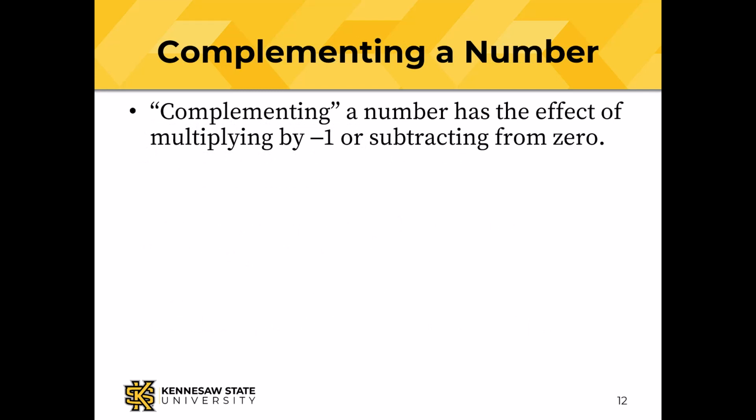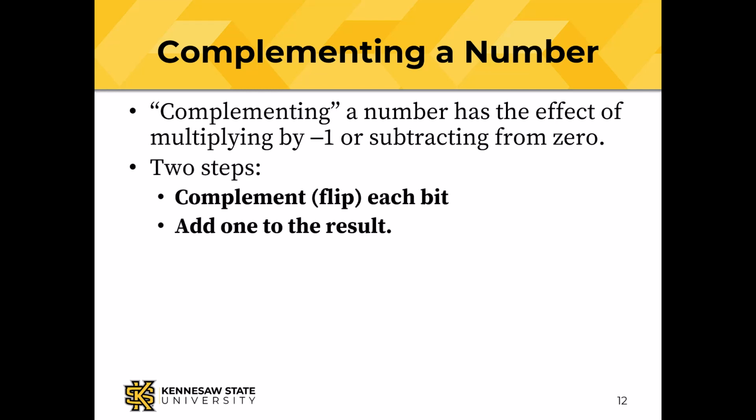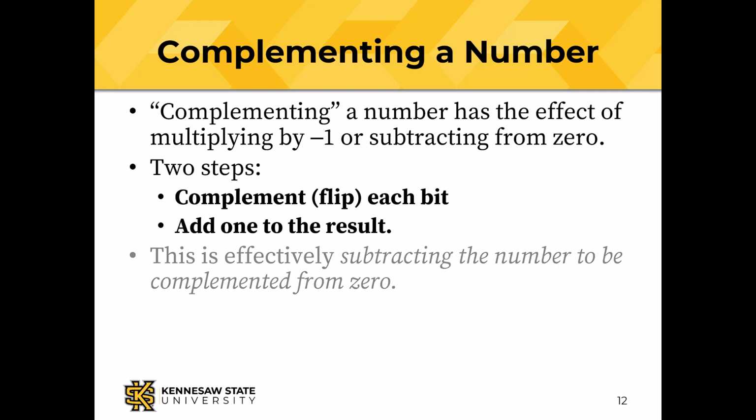In order to use 2's complement numbers, we have to talk about complementing a number. Complementing has the effect of multiplying by minus 1 or subtracting from 0. They're both the same thing. The definitive way of complementing a number is to complement, that is to flip each bit. If a bit was a 1, make it a 0. If it was a 0, make it a 1. And to the result of complementing each bit, we add 1.